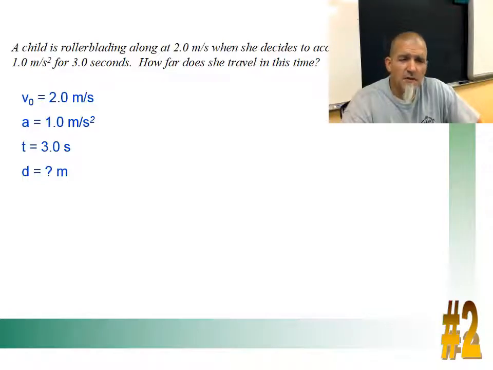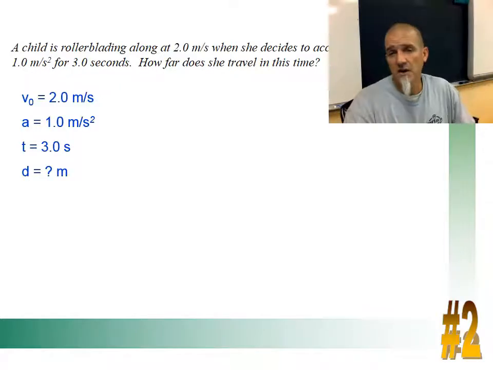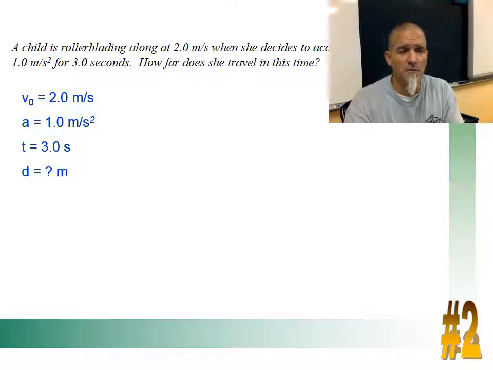Now looking at this quickly, you might realize that if the child wasn't accelerating, if they stay at 2 meters per second and they do that for 3 seconds, they would go a distance of, can you figure that out? If you're traveling at 2 meters per second for 3 seconds, how far do you go? Yeah, you'd go 6 meters. And so we know our answer should be greater than 6 meters because the child is speeding up. So that gives us a little bit of a heads up on our answer when we get to that. Let us check and see if our answer is legitimate.